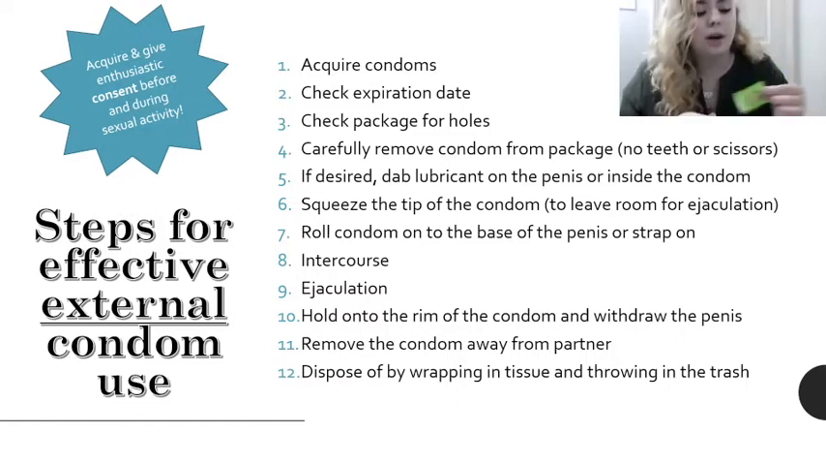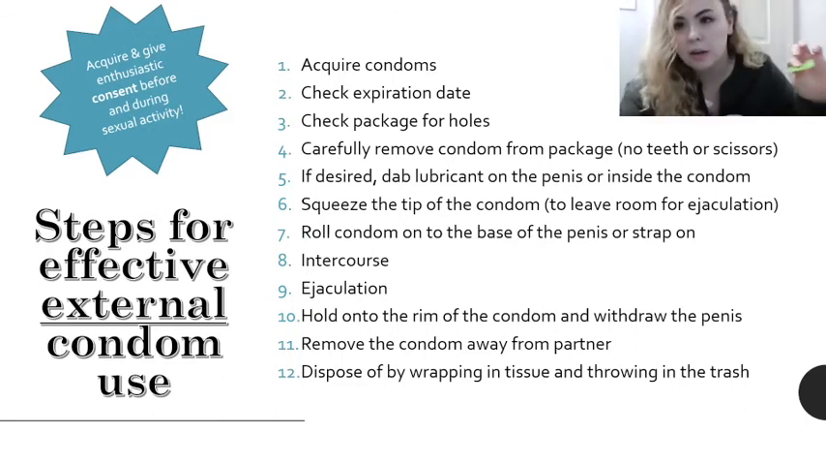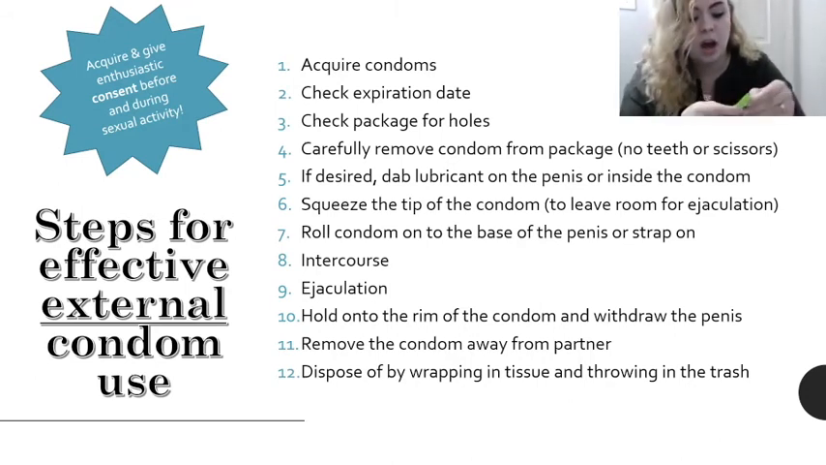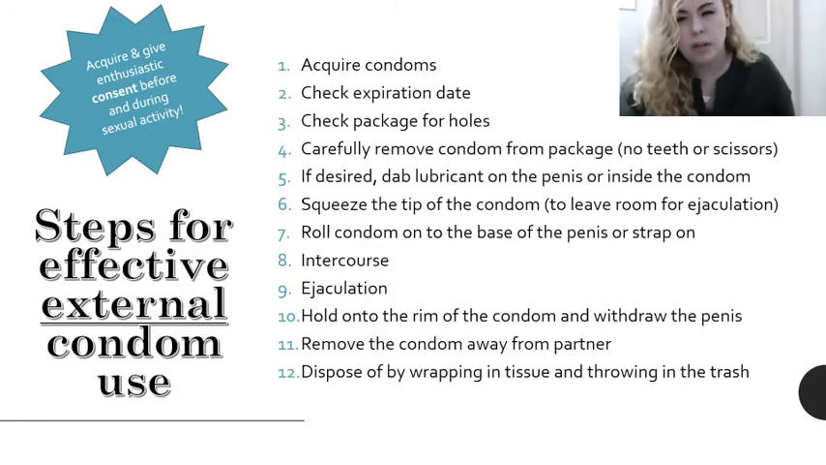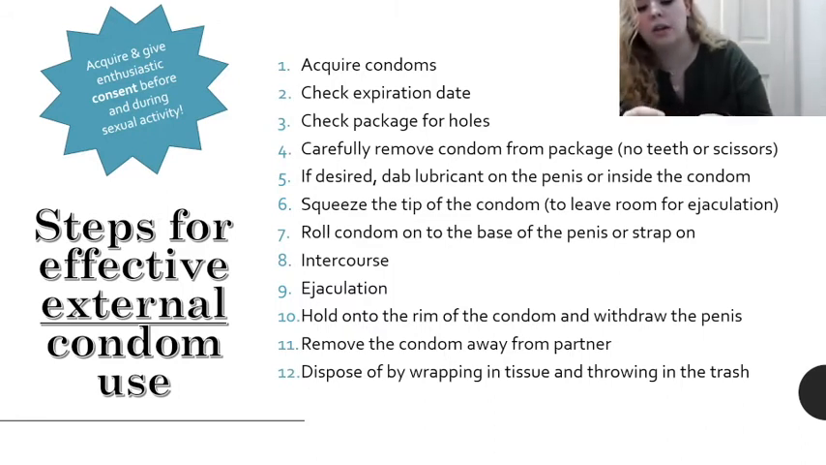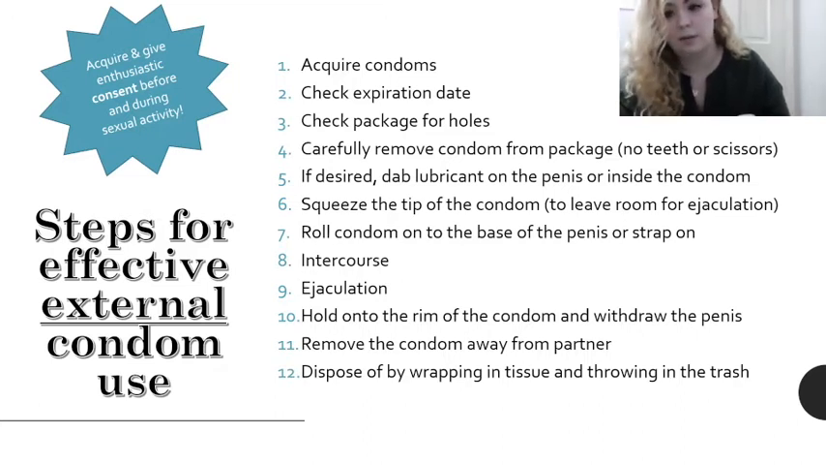So after you acquire your condom, you're going to want to check the expiration date. It's going to be right on the back. So once you've done that, you're going to check the package for holes. So you want to make sure that there's no holes in the condom. You should be able to push on it and feel that there's a little bit of air in there. So then you're going to carefully remove the condom from the package. You're going to push it over to the side and tear it right along the perforated line. You don't want to use teeth or scissors for this because there's the potential that you could tear the condom, which is going to make it not effective.